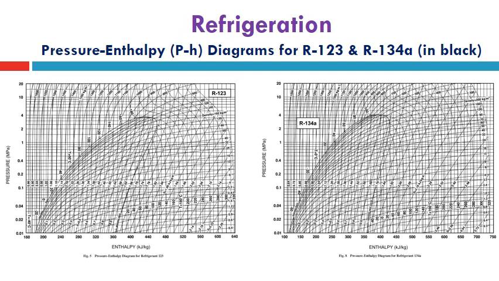In addition, this slide presents the pH diagram also for both R123 and R134a in black. The same values are shown: the constant S lines, the saturation line, the density in kilogram per cubic meter, the pressure on the vertical axis in megapascal, and the enthalpies on the horizontal axis in kilojoule per kilogram.